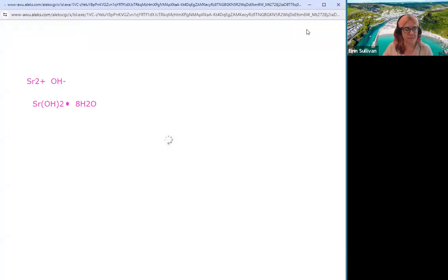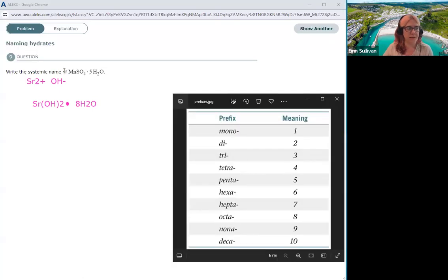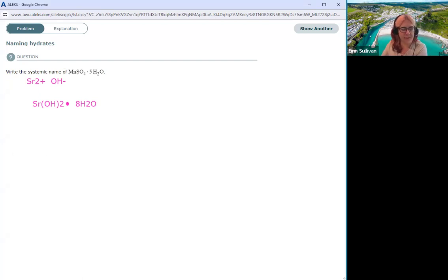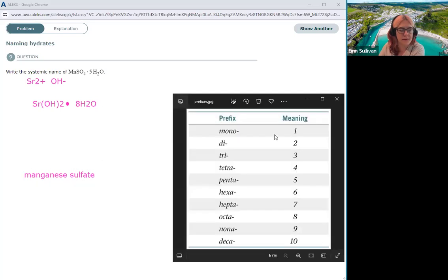Let's do another one. All right, so write the systematic name of this compound. Okay, so let's work on the first part first. So that is manganese. Manganese sulfate. And how many waters are there? There are 5. The prefix for 5 is penta. So it'll be manganese sulfate pentahydrate.